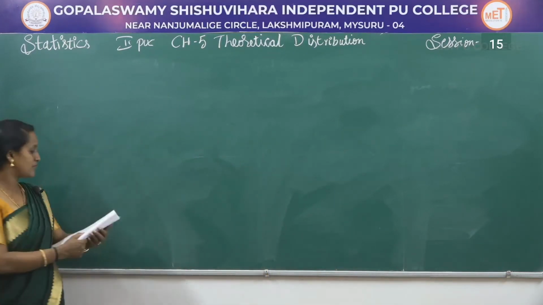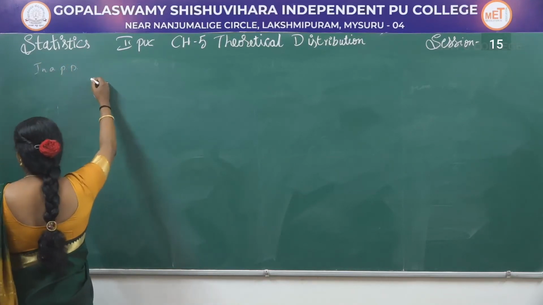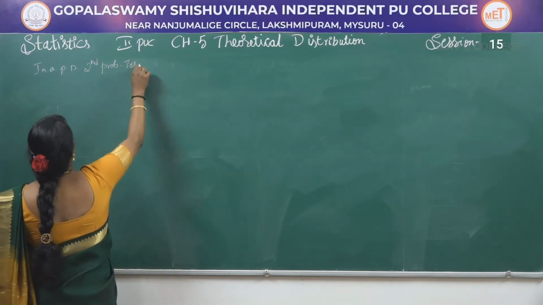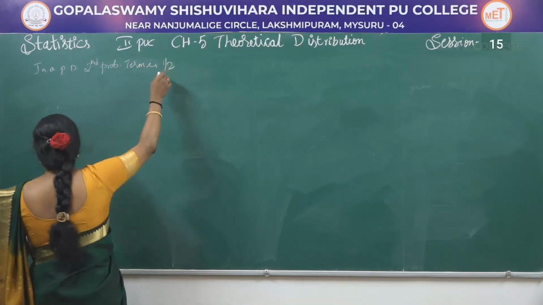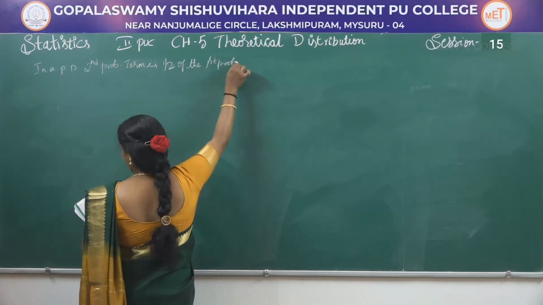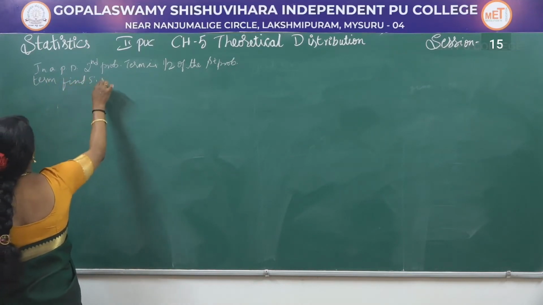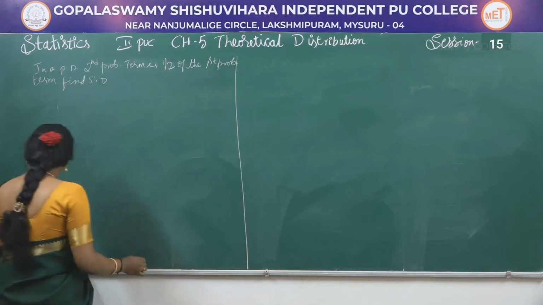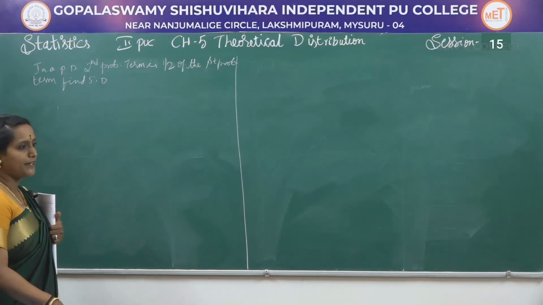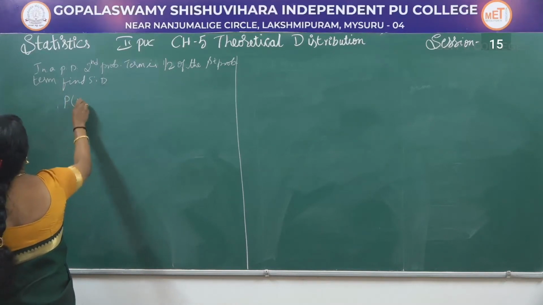Next one, in a Poisson distribution, the second probability term is half of the first probability term. Find the standard deviation. So the second probability term is half of the first probability term. First, let us write this relation. So second term means P of x equals 2.